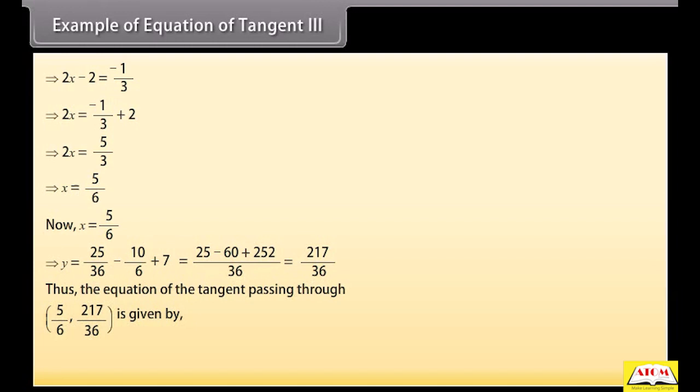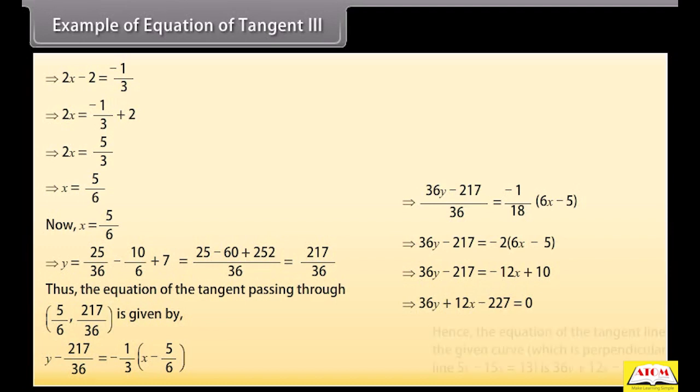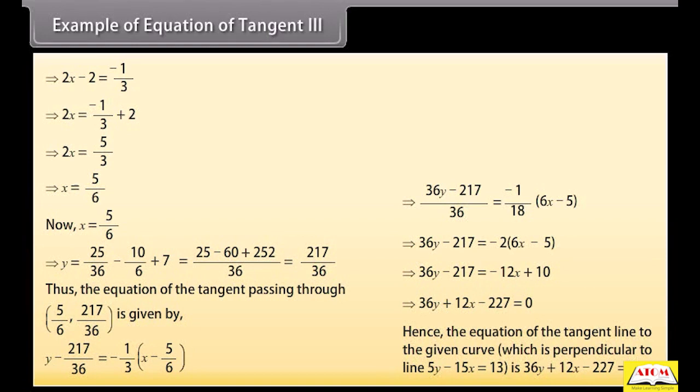Thus, the equation of the tangent passing through (5 by 6, 217 by 36) is given by y minus 217 by 36 is equal to minus 1 by 3 into (x minus 5 by 6), which can be solved, and we get 36y plus 12x minus 227 is equal to 0. Hence, the equation of the tangent line to the given curve, which is perpendicular to line 5y minus 15x is equal to 13, is 36y plus 12x minus 227 is equal to 0.